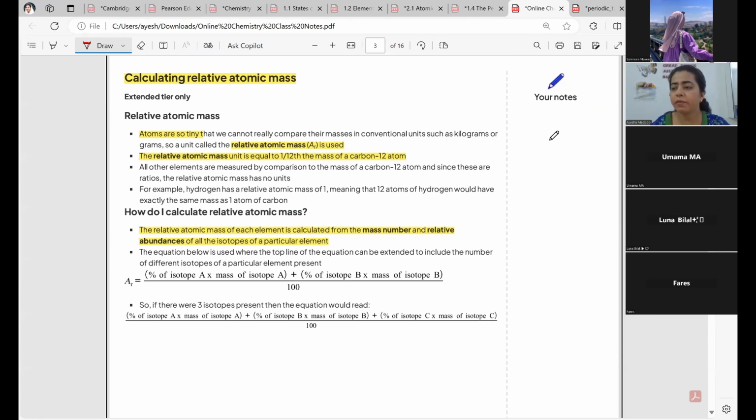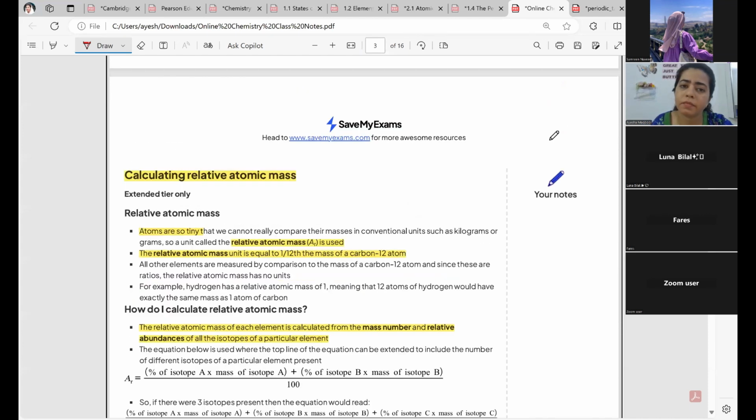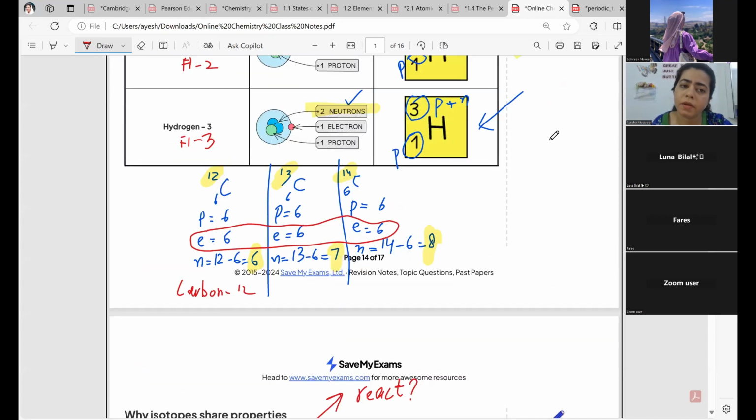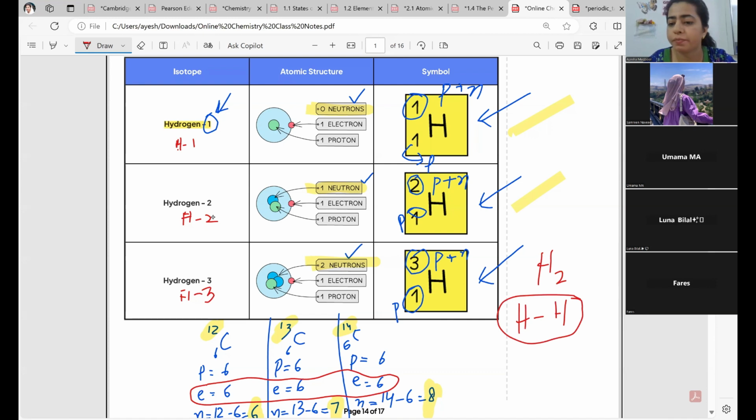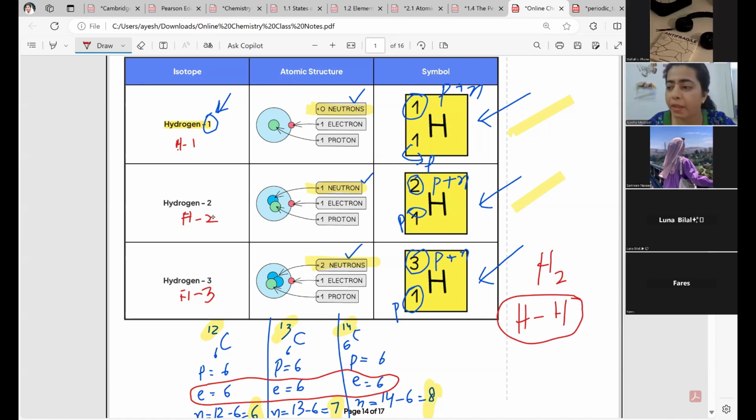Yes, Samreen, your question? Would it be H2 because hydrogen is like this symbol, right? No, no, not H2. H2 is diatomic, meaning 2 atoms together. If you are writing H2, it means you are making a bond between 2 hydrogens and making H2. That is different.